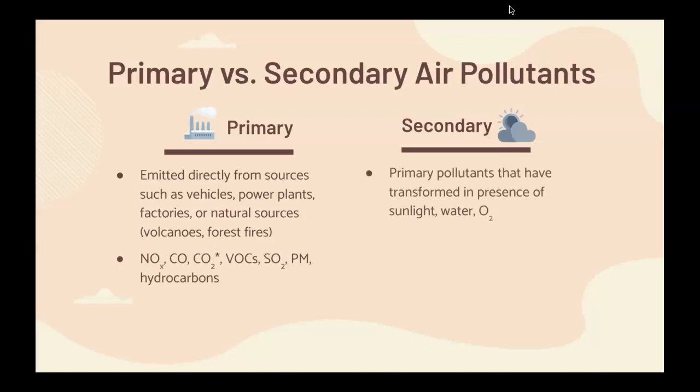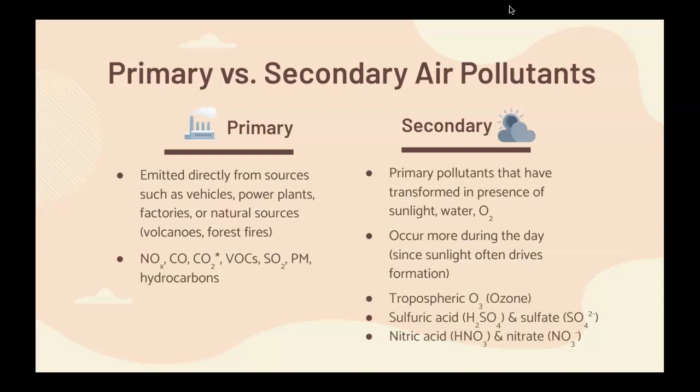Secondary air pollutants, you take a primary air pollutant and when in the presence of sunlight and water and or oxygen, it's going to transform into something else. So most often these secondary air pollutants are going to form during the day because the sun is helping to catalyze that reaction. And so some examples of secondary air pollutants are tropospheric ozone, which is a criteria air pollutant, and then our sulfuric acid and our nitric acid, sulfates, and nitrates, which are part of acid precipitation.